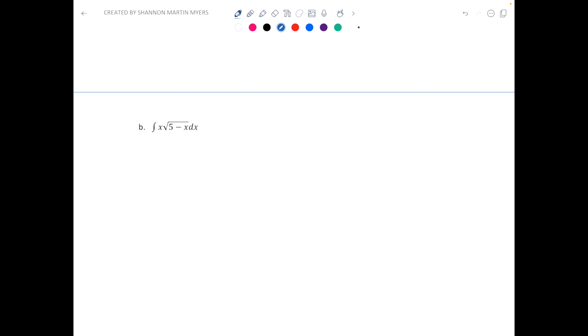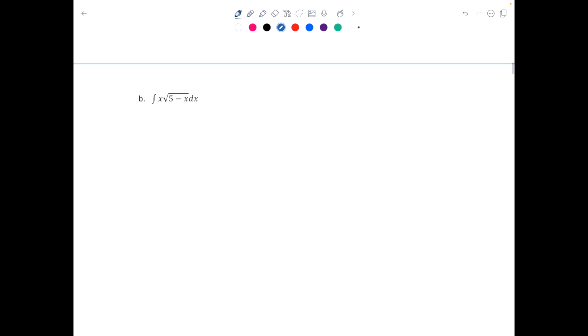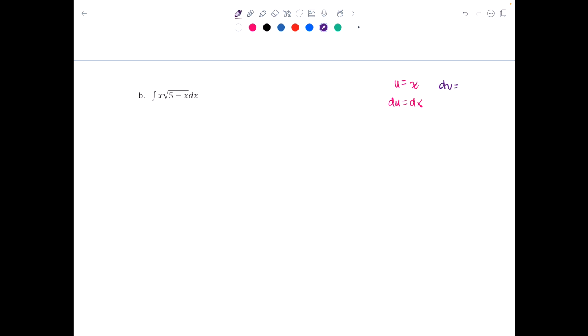All right, so if you watched the warm-up portion, this is the one that we had simplified a bit, gotten, you know, in one happy fraction. So here, we're going to let u equal 2x. So our du will equal 2dx. And then our dv will be the quantity 5 minus x to the 1/2 dx.